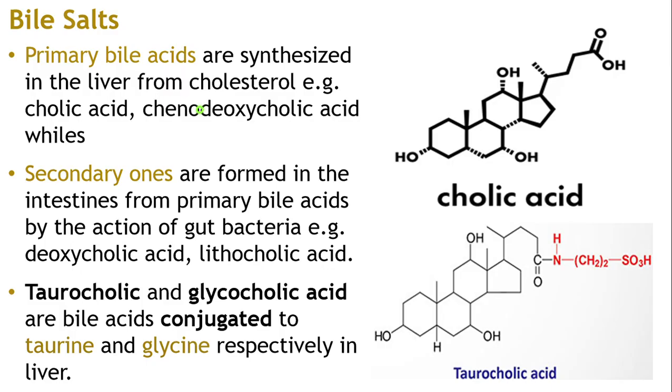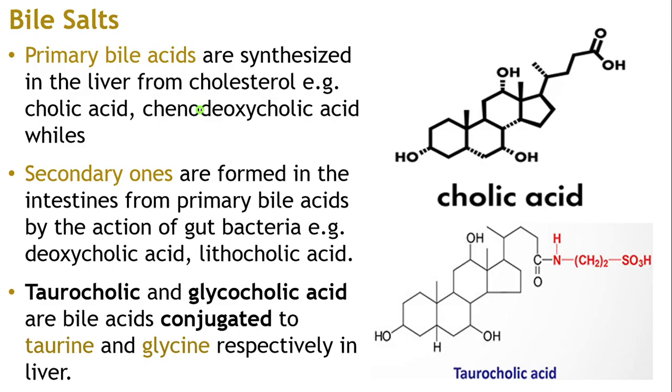So immediately the primary bile acids from the gallbladder have been released into the intestine, through the action of bacteria in the gut or the small intestine, a secondary one can be formed. Examples of these secondary bile salts are deoxycholic acid and lithocholic acid.